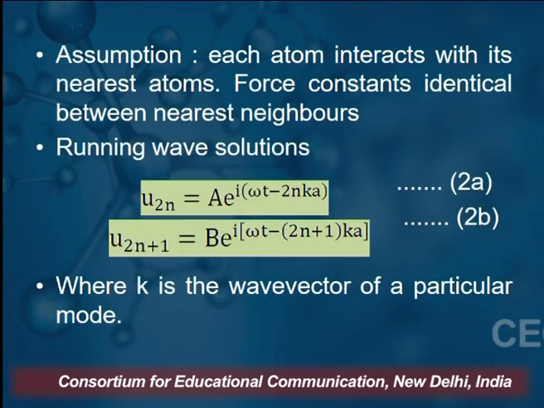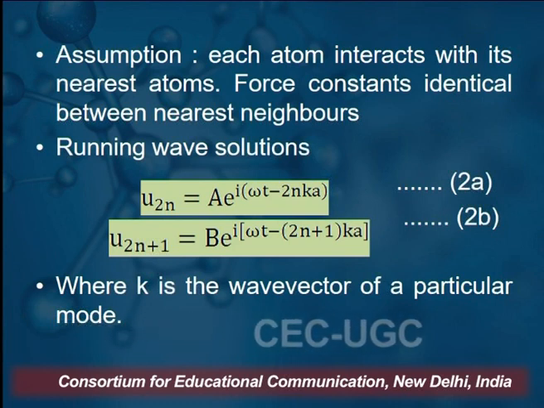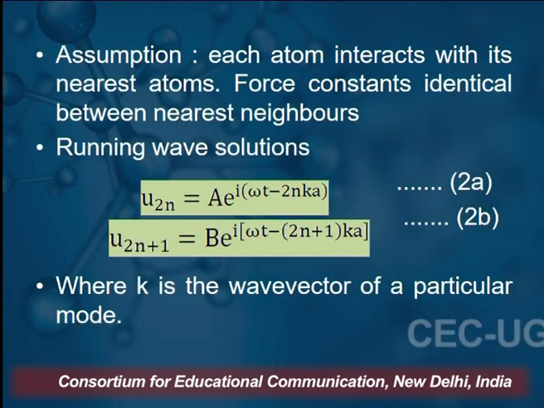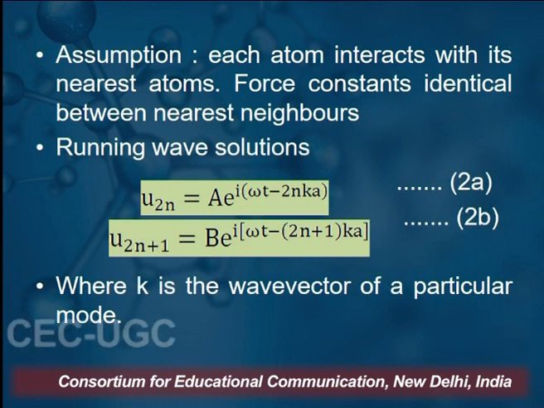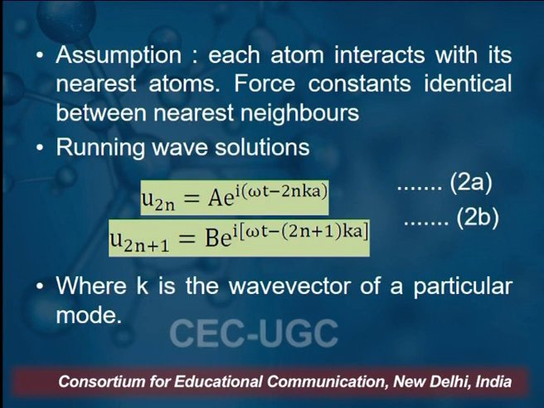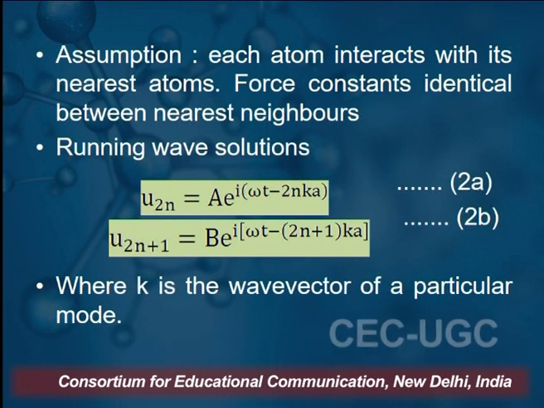Then in this case again we make the assumption that each atom interacts only with its nearest neighbor, and the force constant is identical between the nearest neighbors. All other atoms interact via the nearest neighbor.